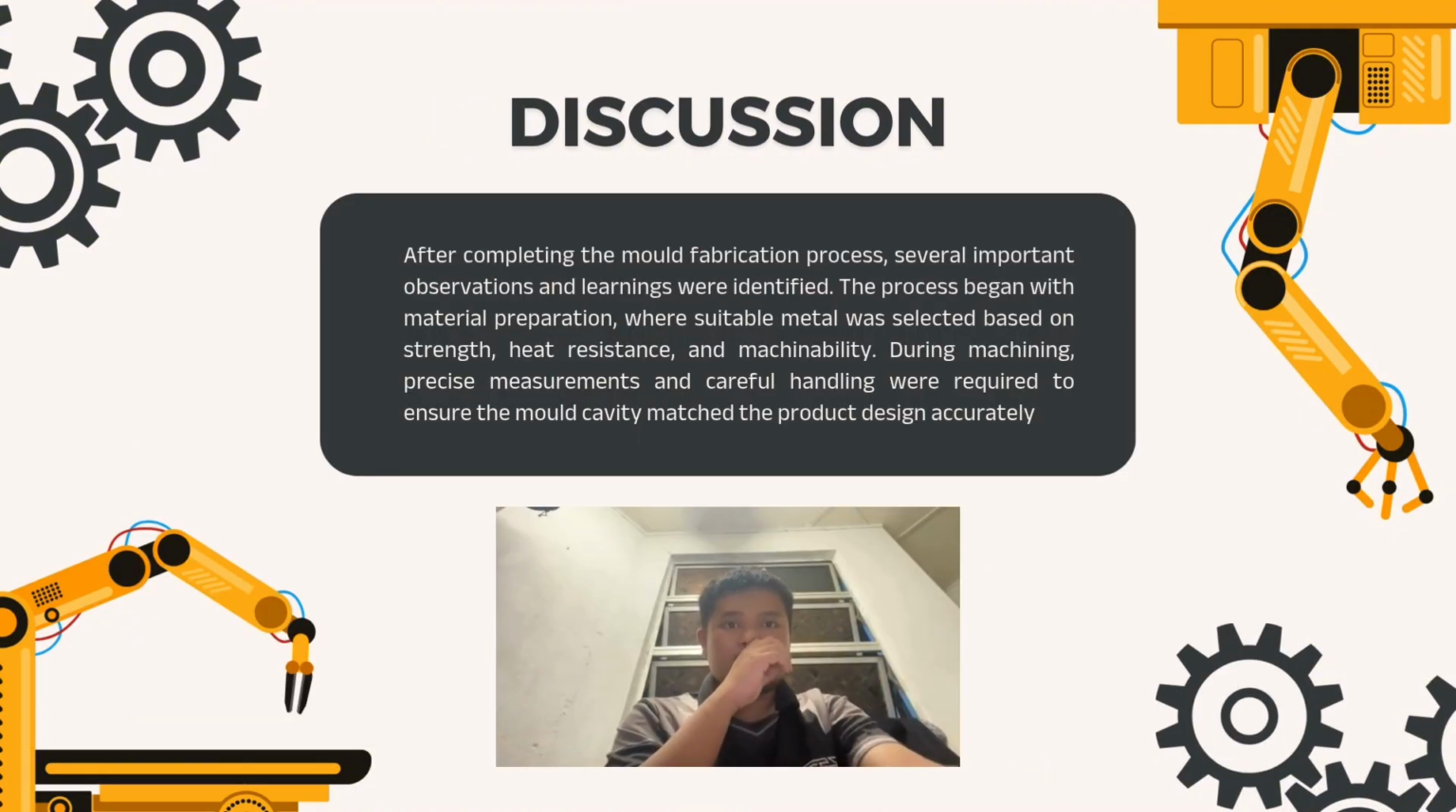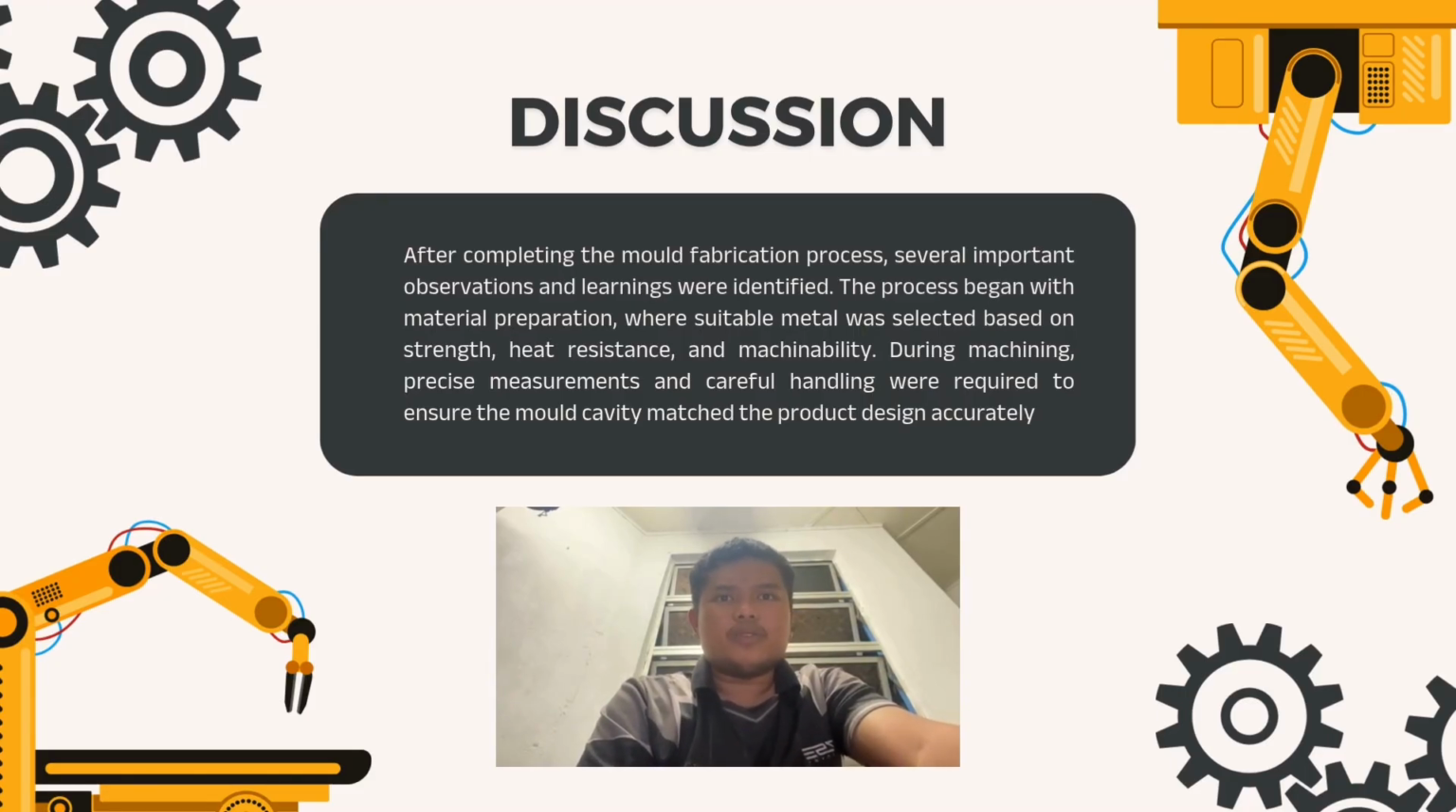Okay, next is the discussion. After completing the mold fabrication process, several important observations and learnings were identified. The process began with material preparation, where suitable metal was selected based on strength, heat resistance, and machinability. During machining, precise measurement and careful handling were required to ensure the mold cavity matched the product design accurately.